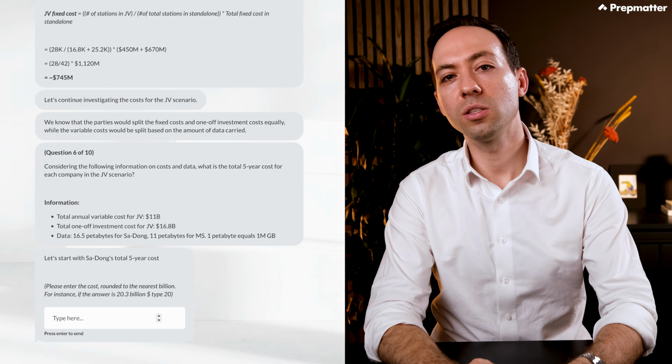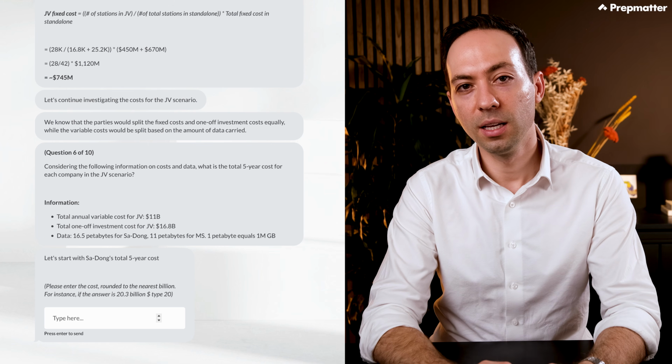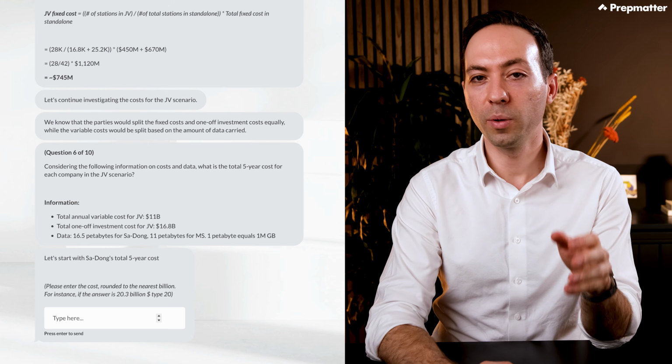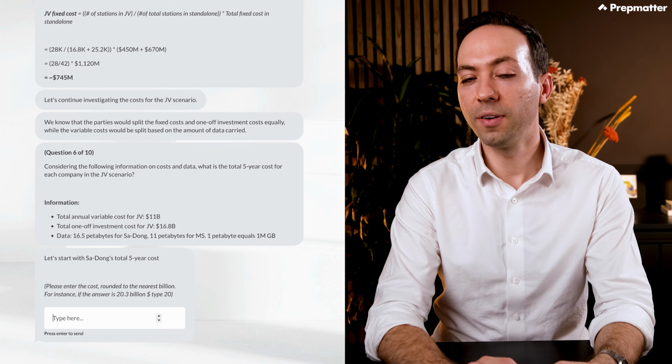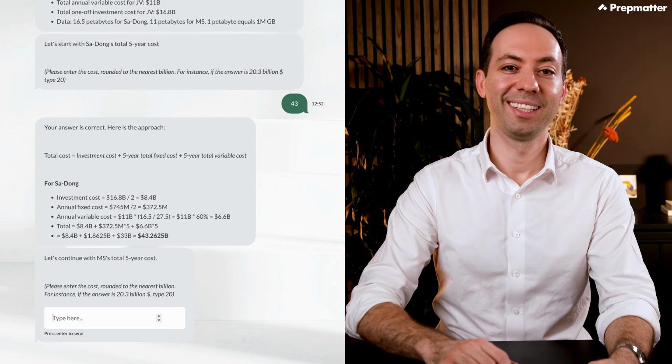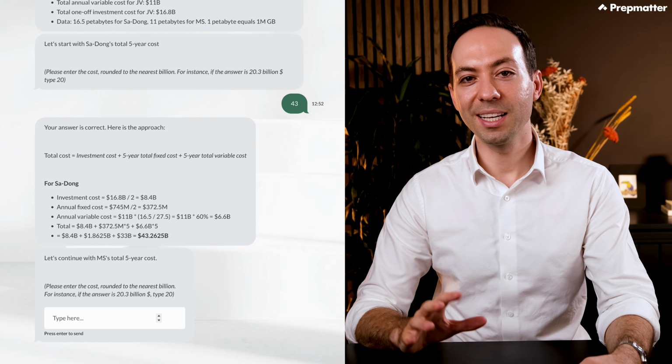Please enter the cost rounded to the nearest billion. For instance, if the answer is $20.3 billion, type 20. In this case, our final answer will be 43. Perfect, we got this correct. Let's follow the same steps and calculate for MS2. As you see, the quantitative questions aren't very straightforward, and we're spending quite some time here already.